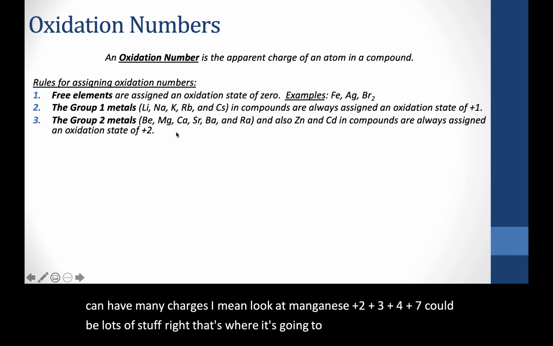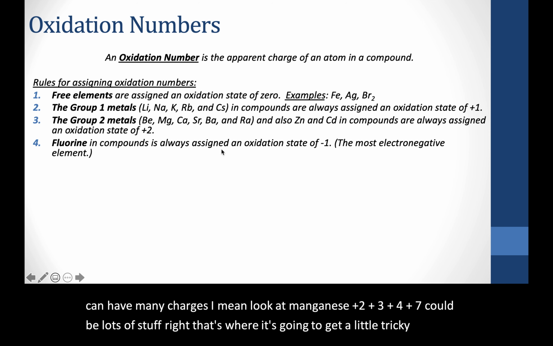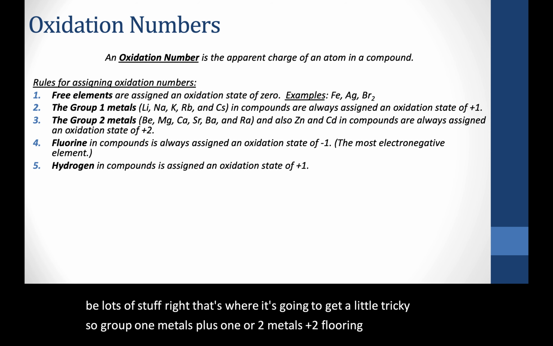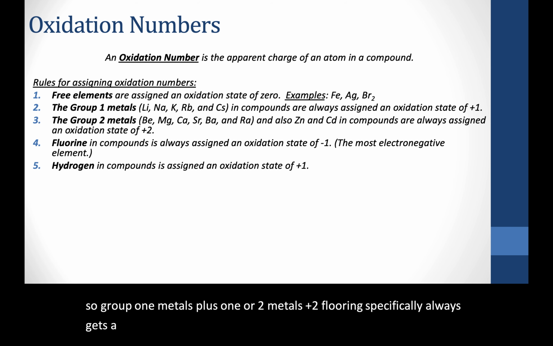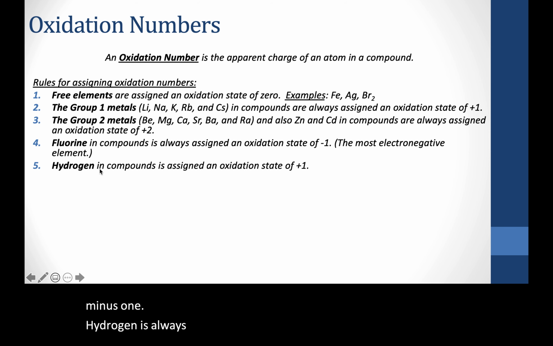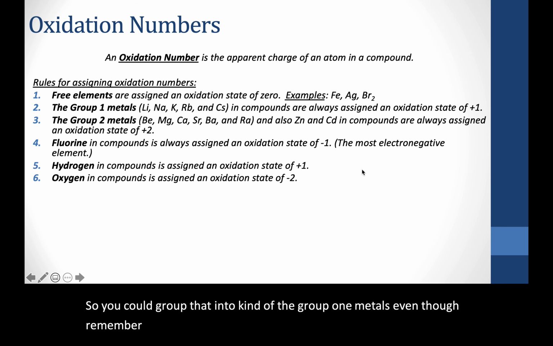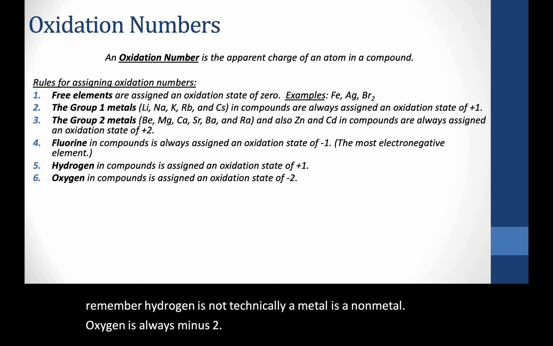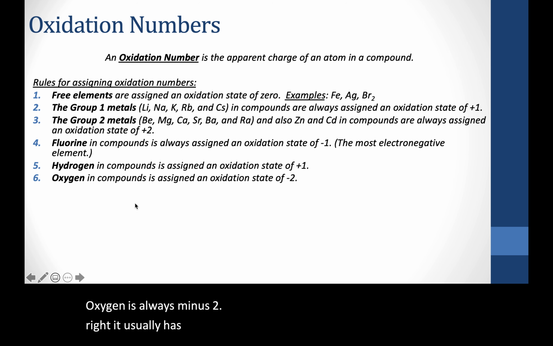Okay, so group 1 metals, +1, group 2 metals, +2. Fluorine, specifically, always gets a -1. It's the most electronegative element. It's always a -1. Hydrogen is always a +1. So you could group that into kind of the group 1 metals, even though, remember, hydrogen is not technically a metal. It is a non-metal. Oxygen is always -2. It usually has a 2 minus charge as well, so it's kind of easy to remember it that way.